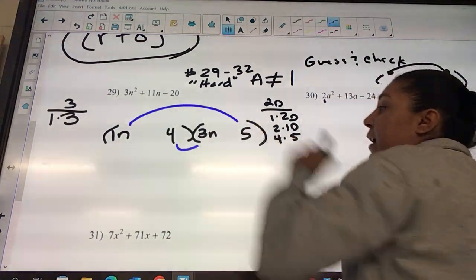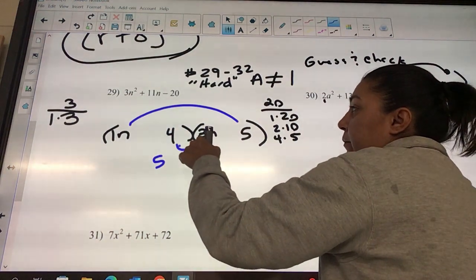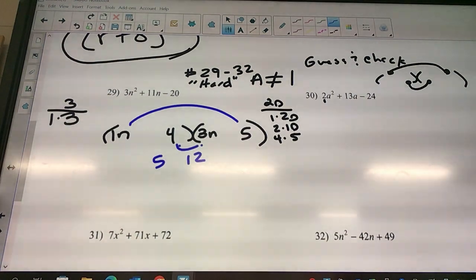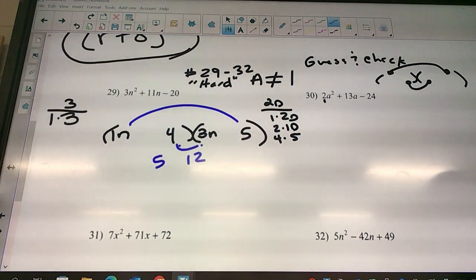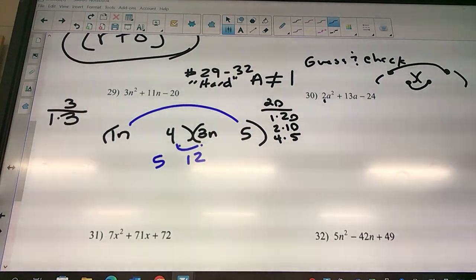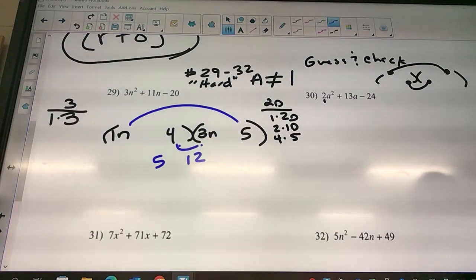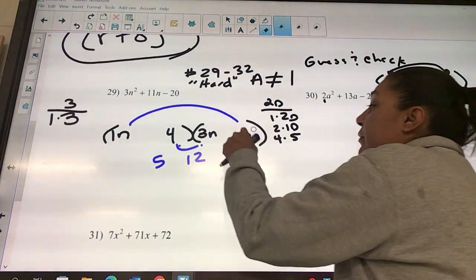What is 1 times 5? 5. 4 times 3? 12. Okay, could a 5 and a 12 give me an 11? No. Okay, so then we think of that 12 minus 5, which is 7, or 12 plus 5, which is going to be 17. So that's not going to work. So what do you need to do next? Flip them. So you're going to say 5, then 4.